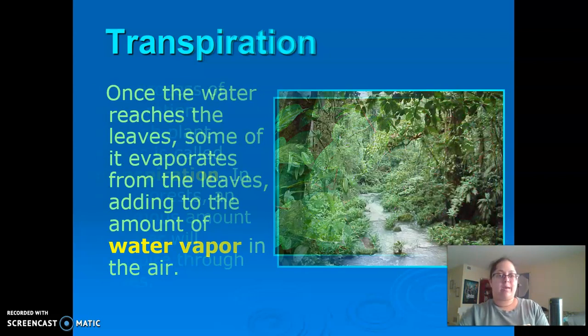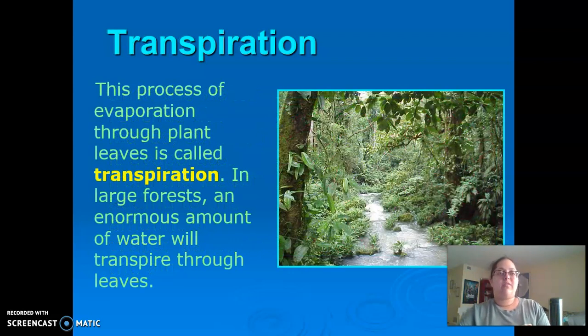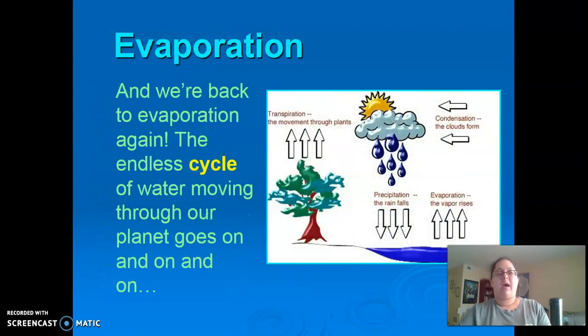Okay. The process of evaporation through plant leaves is called transpiration. In large forests, an enormous amount of water will transpire through the leaves. So yes, that happens, like in the rainforest. And then we're back to evaporation because water has now evaporated, it's back in the sky, and we're going through this process where it condenses, precipitates, rain falls.